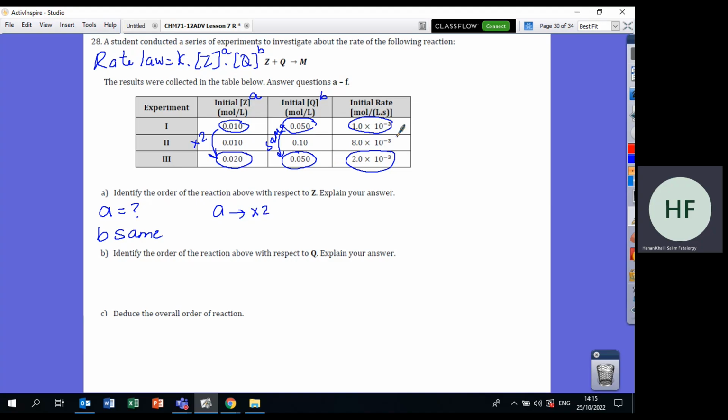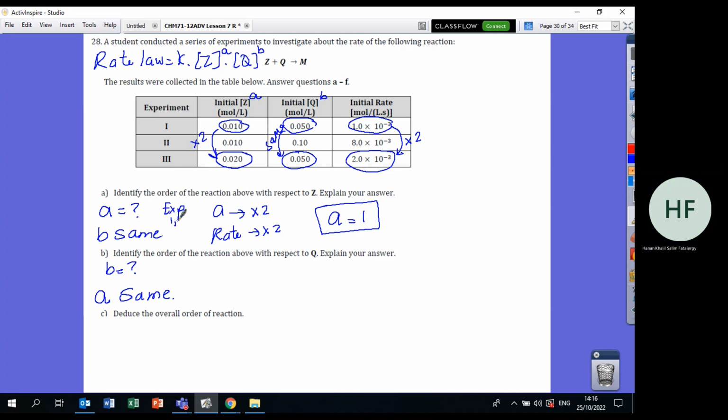Now what happens to the rate? 1 times 10 to the minus 3 became 2 times 10 to the minus 3, so this is times 2. So the rate is times 2. 2 power A gives you 2. So how much is A? 1. Okay, so if this is double, then surely the power is 1. Now the same thing I will do when I'm calculating the order of Q, which is B. B equals question mark. I need to choose experiments where A is the same.